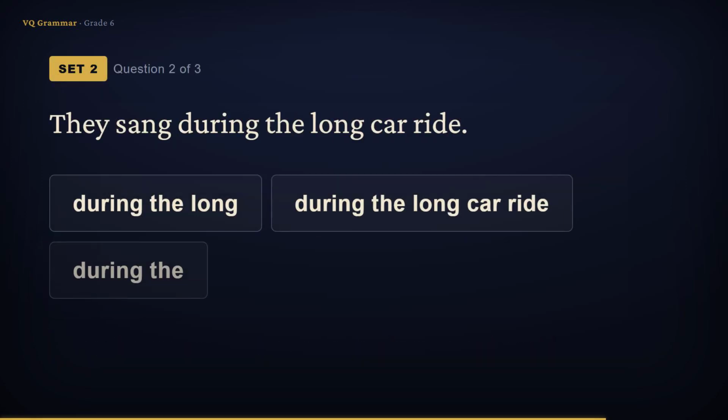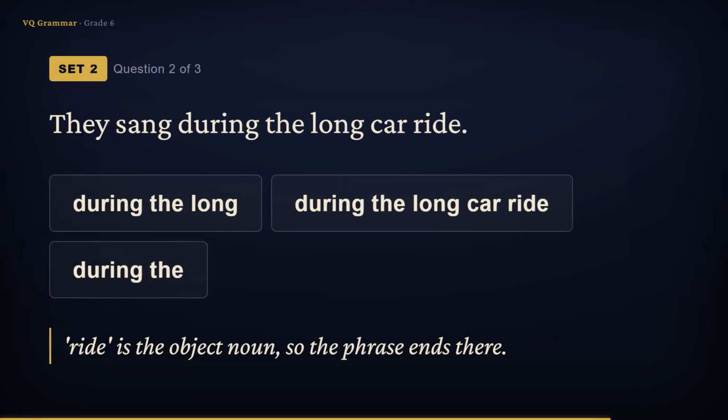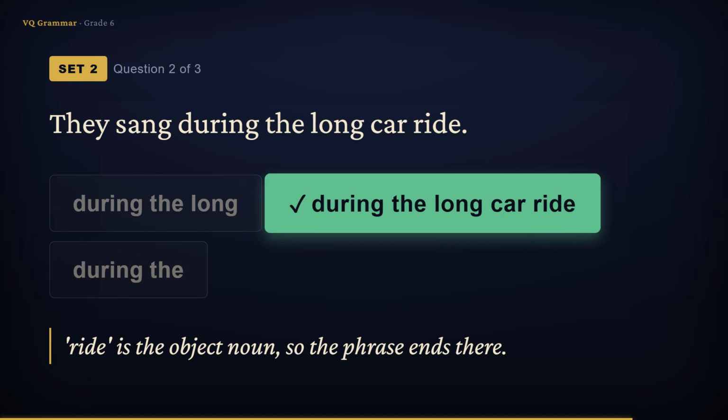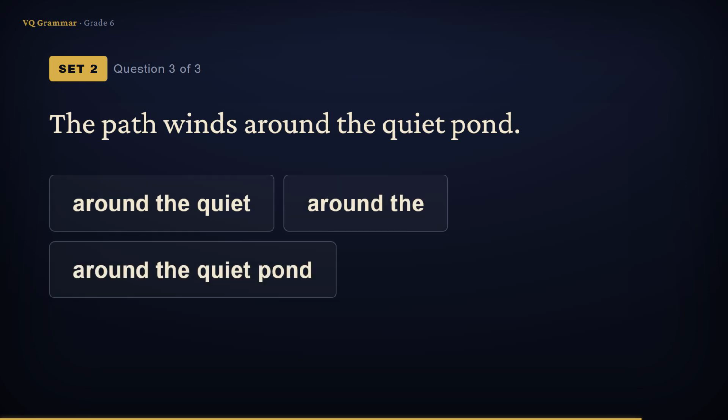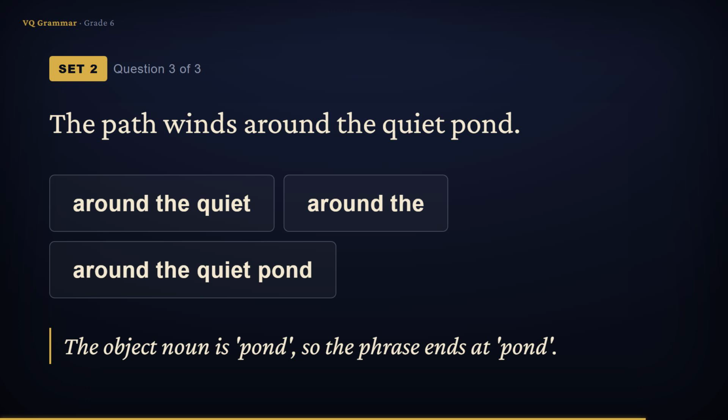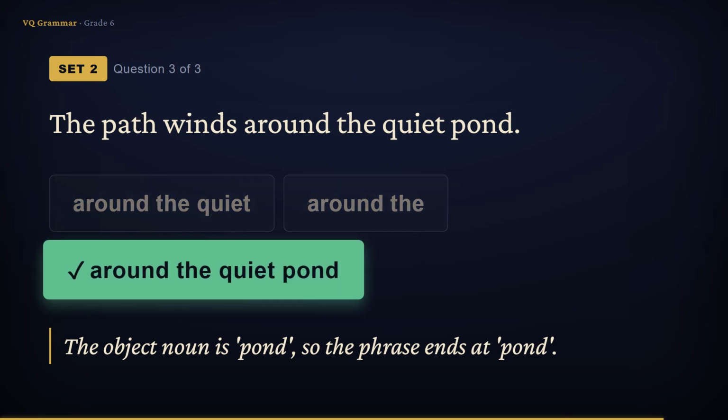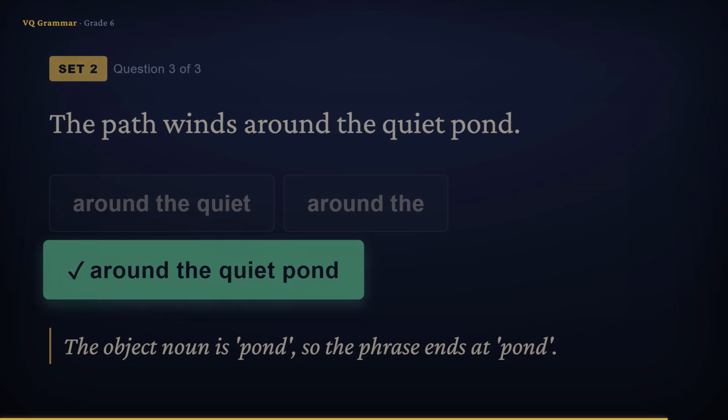They sang during the long car ride. The preposition during opens the phrase. Keep going until you reach the object noun. That noun is ride, so the phrase stops there, pulling long and car along inside it. So the answer is during the long car ride. The path winds around the quiet pond. The preposition is around. Follow it forward to the object noun, pond. The words quiet and the sit in the middle and belong to the phrase. So the answer is around the quiet pond.